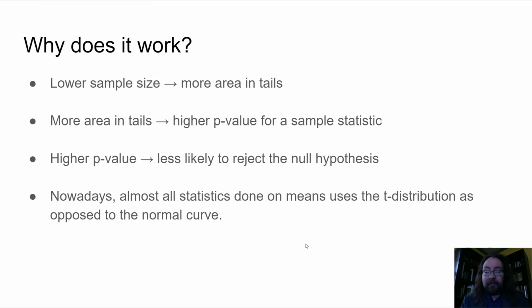Nowadays, almost all statistics done on means uses the t-distribution as opposed to the normal curve. So up to now, we have been using the normal curve for statistics on means, and sadly, that's not really how it's typically done because it doesn't work as well. So we use the t-curve instead.